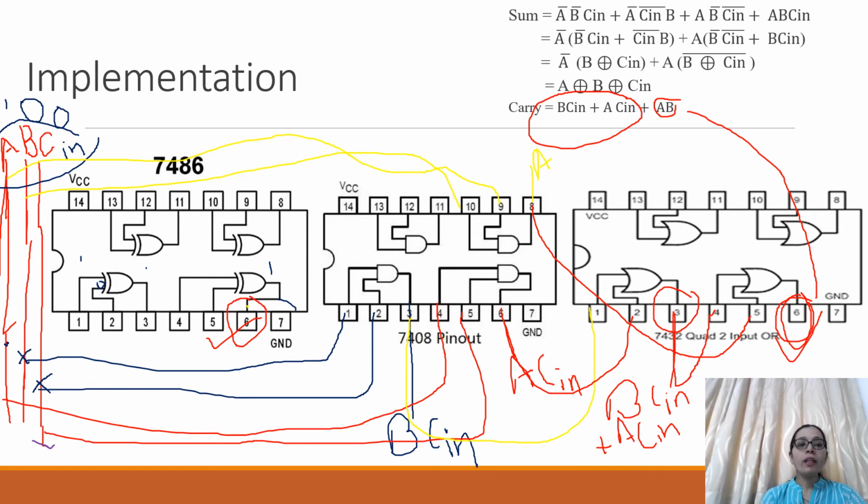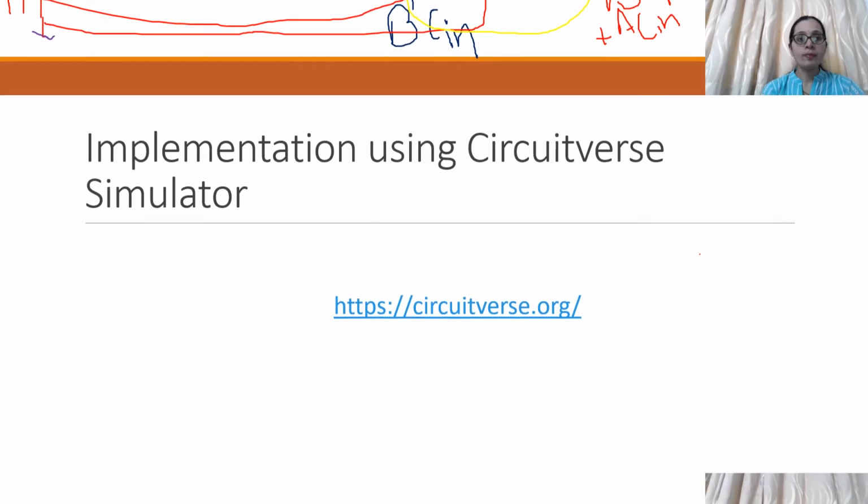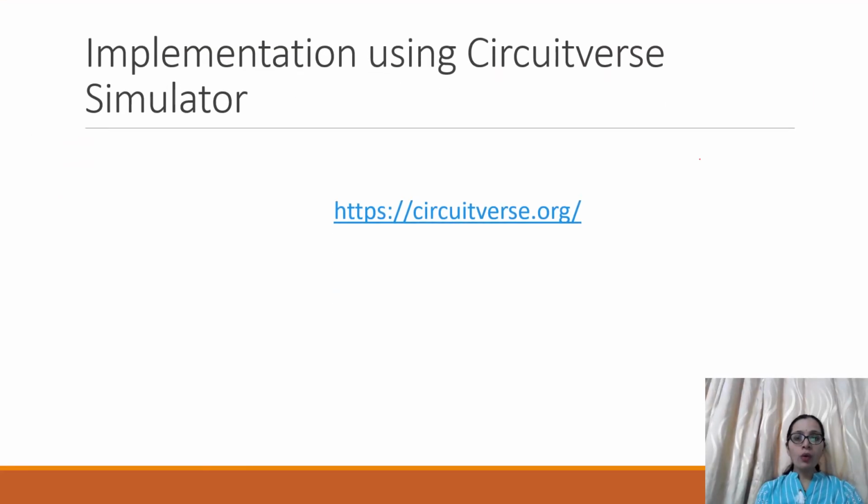So whenever you give A, B, C in any values from the truth table, depending upon the output, the sum or carry will be on or off, that is LED will glow or LED will not glow. Okay, this is the way how to implement full adder. Now we have seen how to implement full adder using different devices like breadboard, ICs, LEDs and so on. Now we will see how to implement full adder using the simulator Circuit Works.